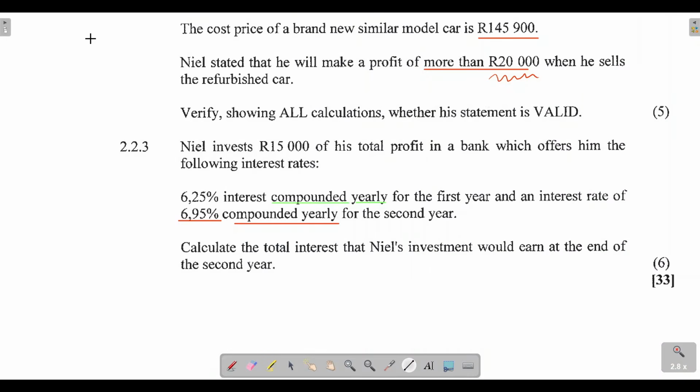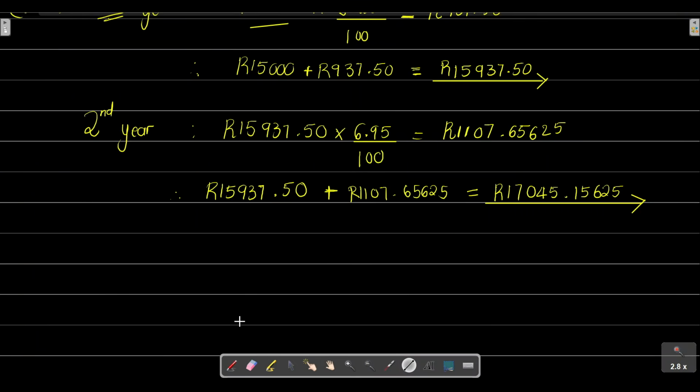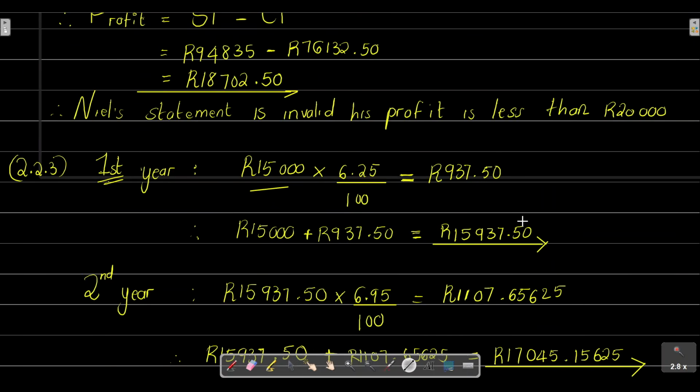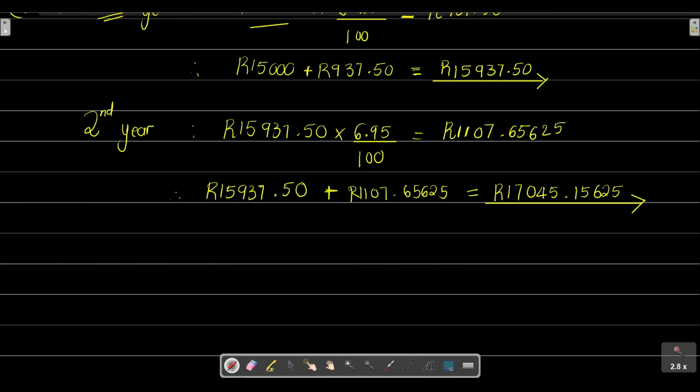How much interest did he actually earn at the end of the second year? So how much interest did he make? Now, to determine the total interest that he made, all that we need to do is take the amount that he had in his account at the end of the second year and minus it from the amount that he actually invested. So the interest is equal to 17,045.15625 minus how much you actually invested, which was 15,000.